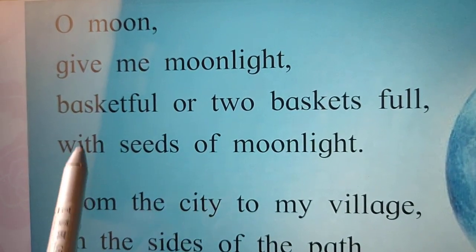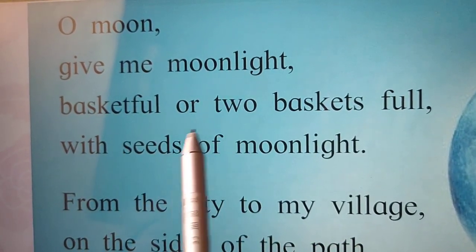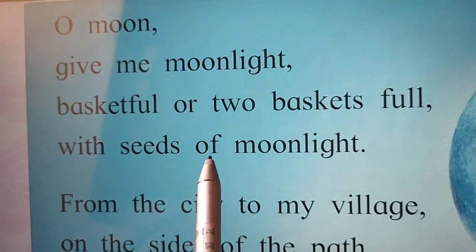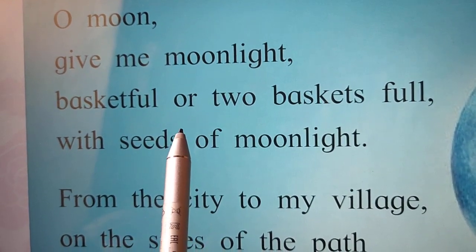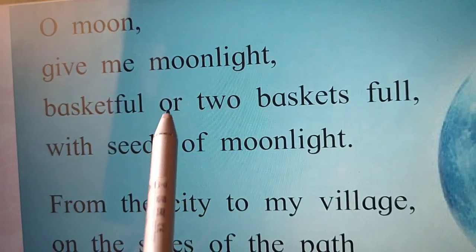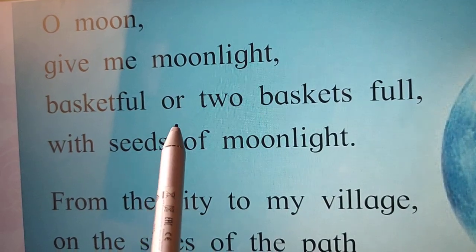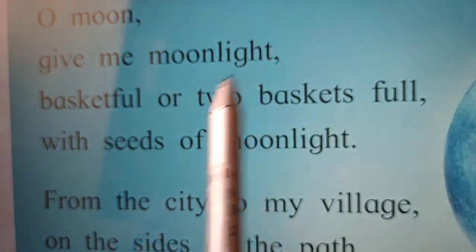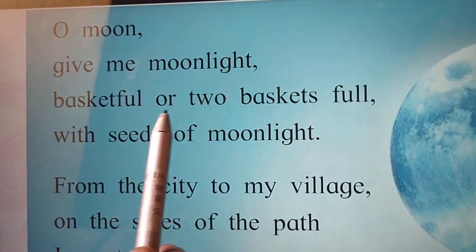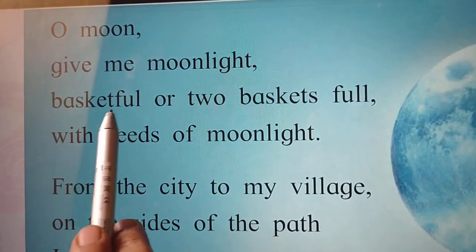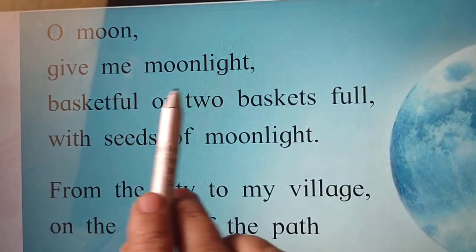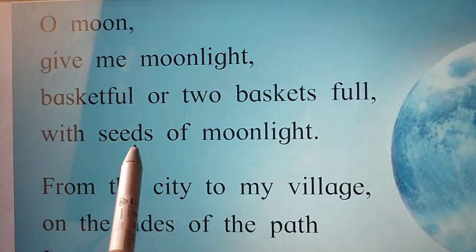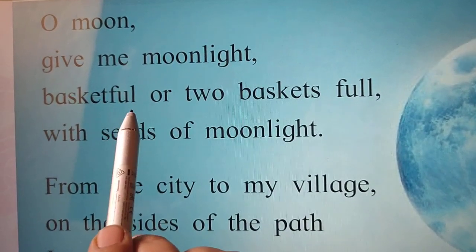And the remaining 3 lines, "give me moonlight, basketful or 2 baskets full with seeds of moonlight," consist of the figure inversion, because these 3 lines are not set in their proper order. The normal setting of the line will be like: "give me basketful or 2 baskets full of moonlight with seeds of moonlight." So these lines are jumbled for poetic effect. That's why the figure is inversion.